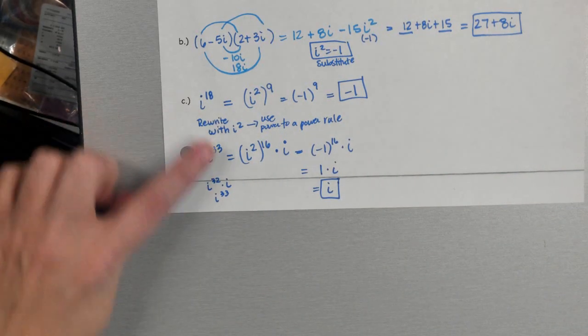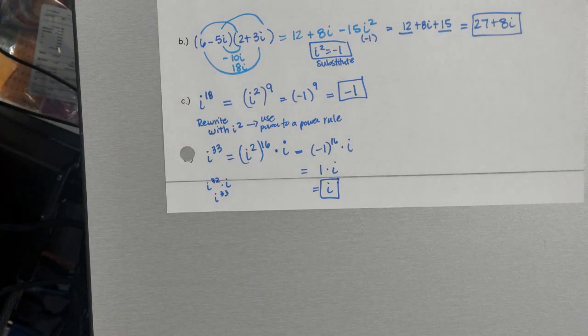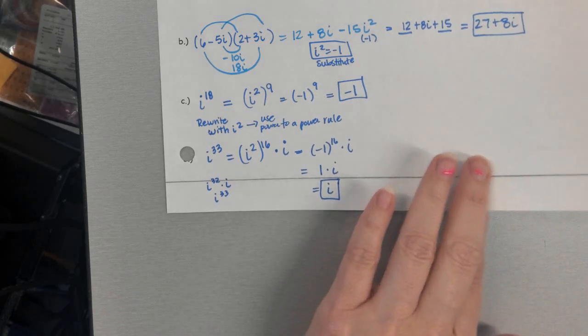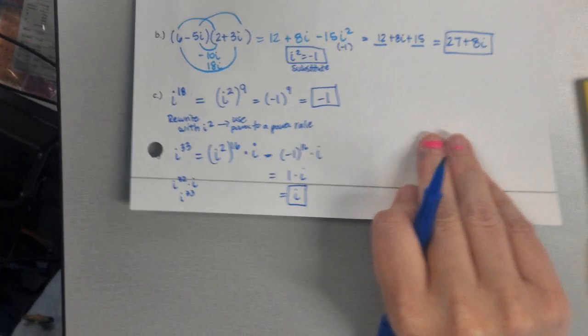So if there's no coefficient on these, your answer would either be negative 1, positive 1, negative i, positive i. If there is a coefficient, you'll be doing some multiplying. Okay? All right, any questions for me on that? I'll give this to you when we're done, okay? All right, let's do division?